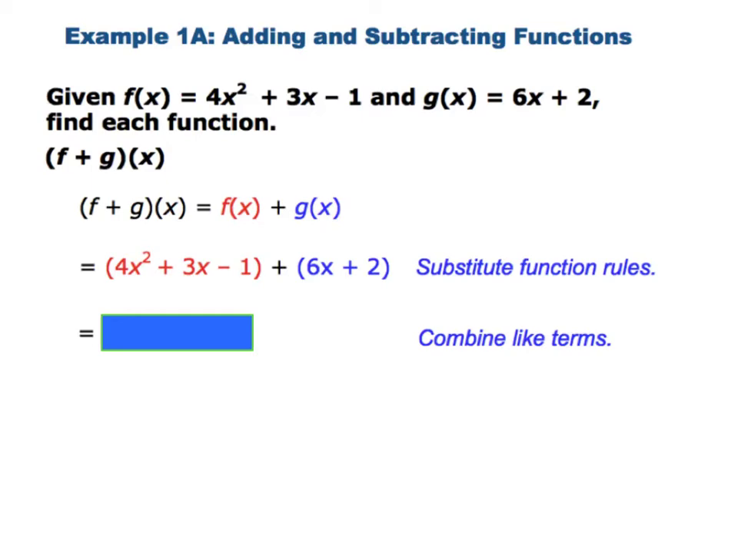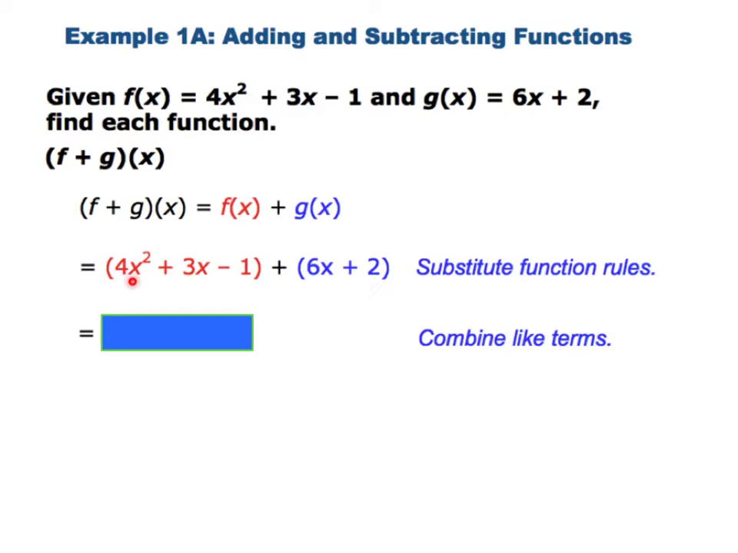Now, at this point, folks, it's just like we're adding polynomials. You know, this is a quadratic trinomial. This is a linear binomial. How do we do this? Well, what have we been doing? Well, here we're going to get rid of parentheses, then we're going to add like terms.